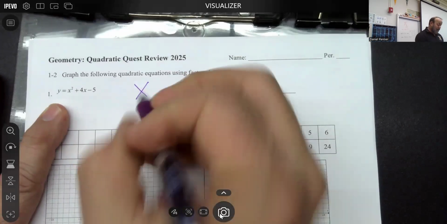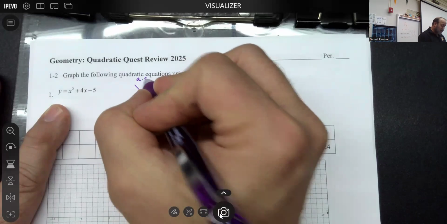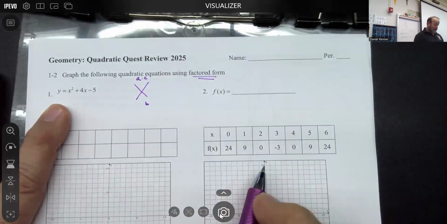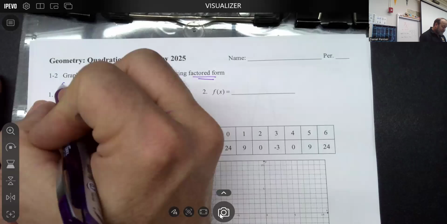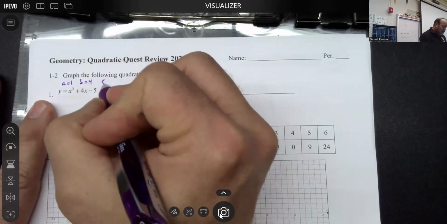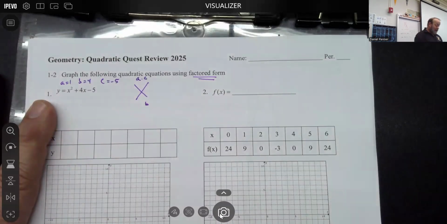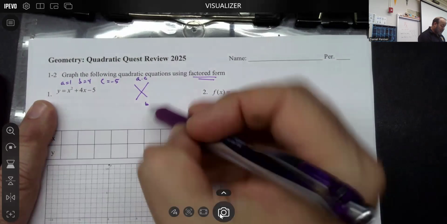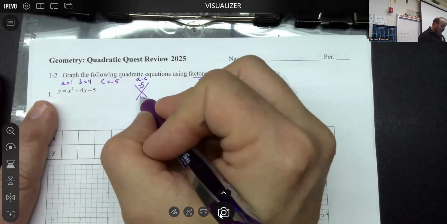Remember we do a diamond, and you want to remember that the product of A and C goes on the top and B goes on the bottom. So since A is 1, B is 4, and C is -5, I'm going to put that A times C on top, which is -5, and I'm going to put B on the bottom, which is 4.